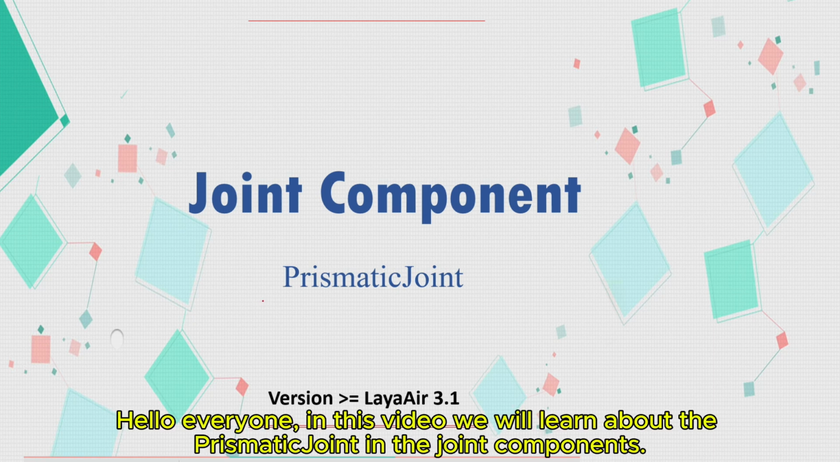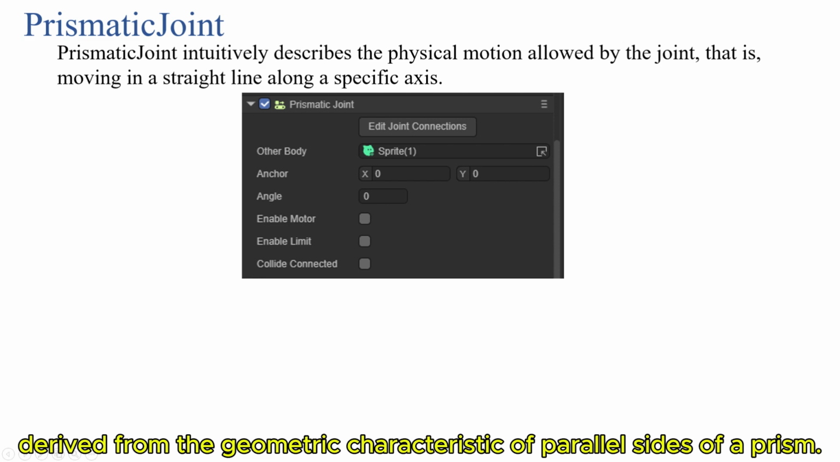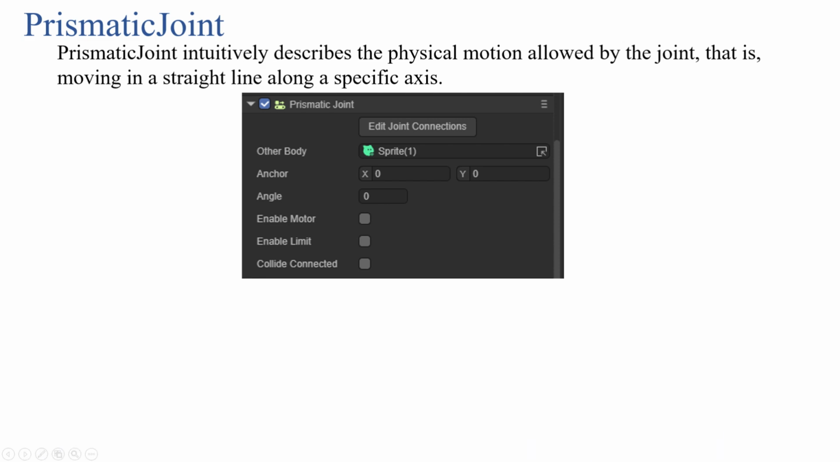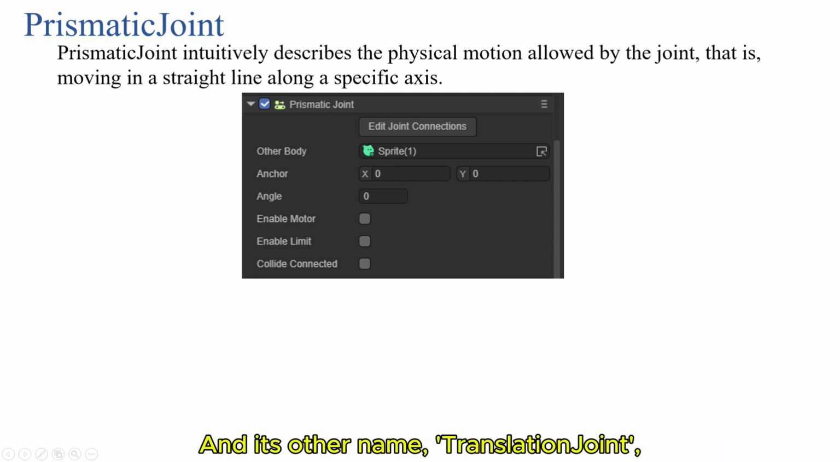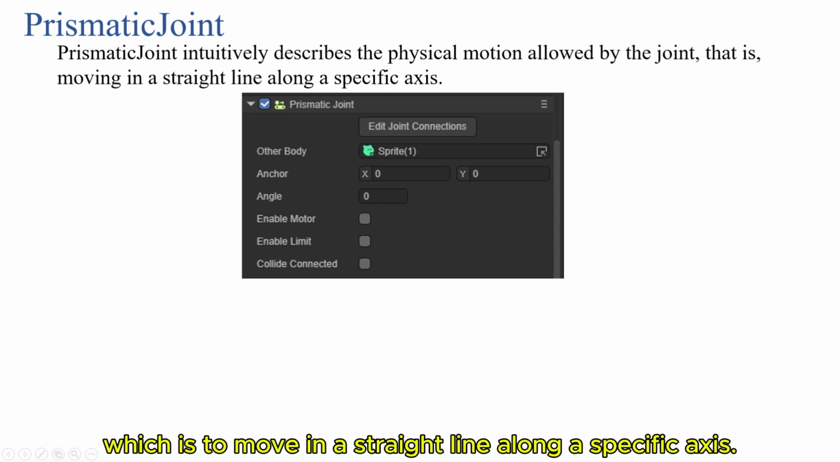Hello everyone. In this video we will learn about the prismatic joint in the joint components. Prismatic joint is the name in Box2D, derived from the geometric characteristic of parallel sides of a prism. And its other name, translation joint, more intuitively describes the physical motion allowed by the joint, which is to move in a straight line along a specific axis.